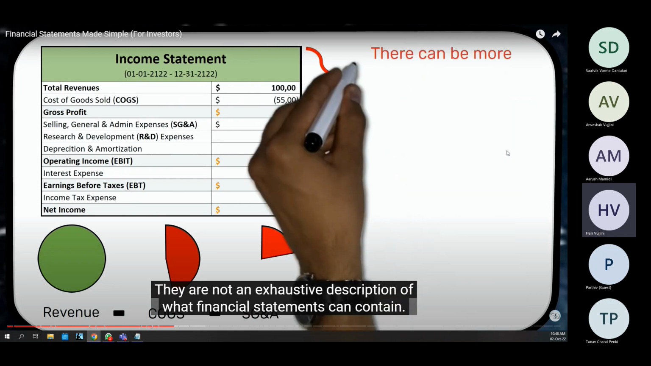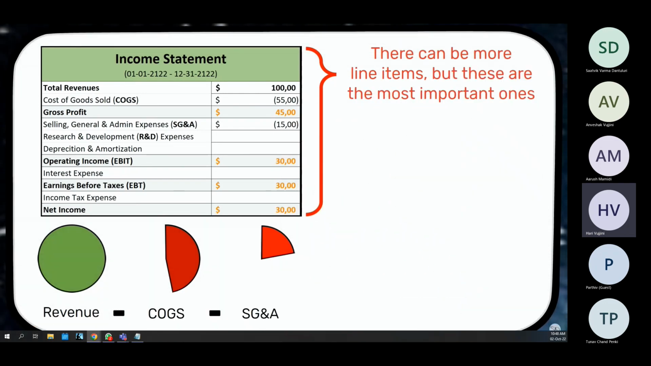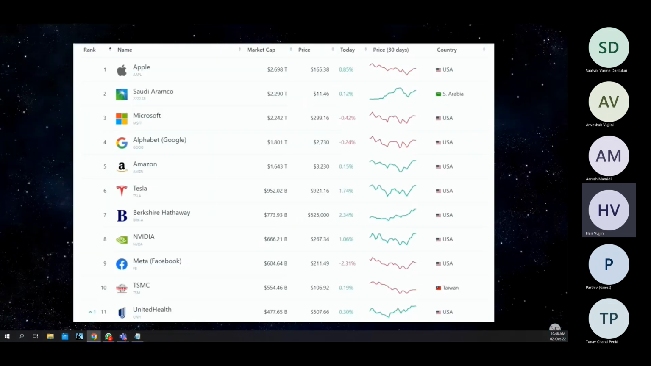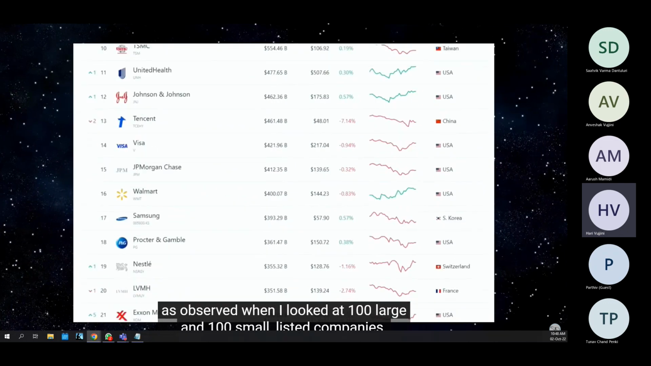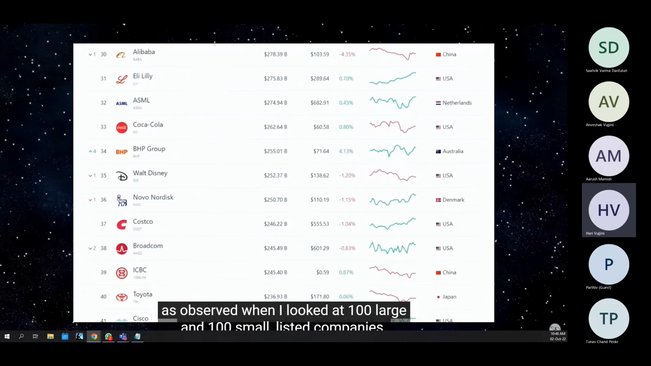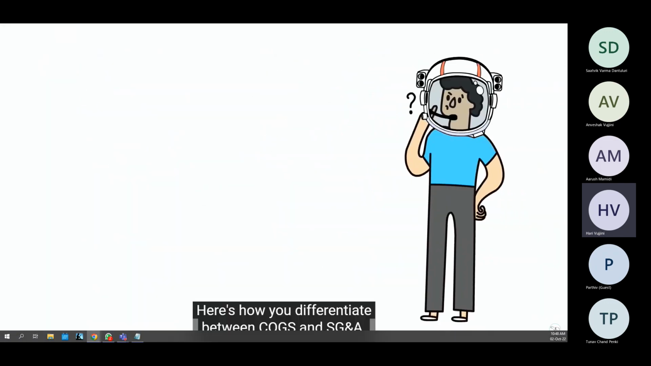This is not an exhaustive description of what financial statements can contain. Instead, they are the most important ones for you as an investor, as observed when I looked at 100 large and 100 small listed companies. Here's how you differentiate between COGS and SG&A.